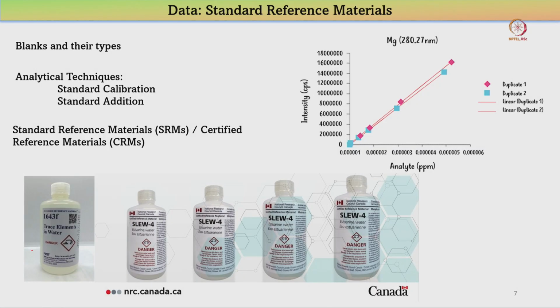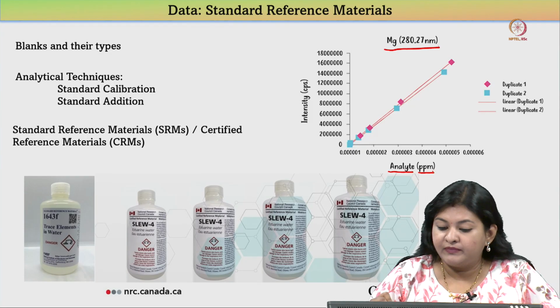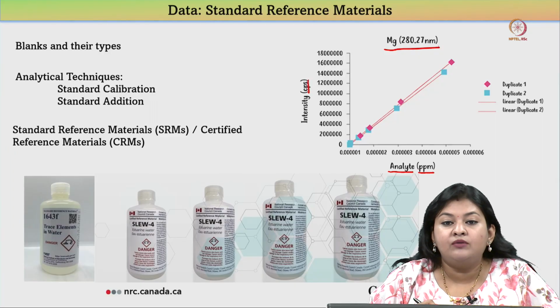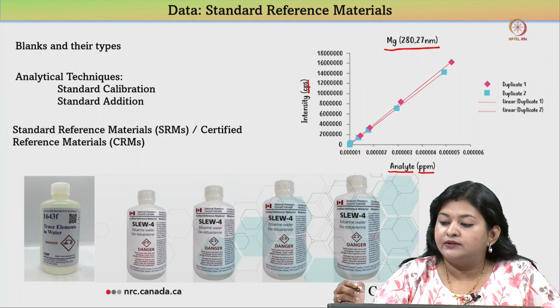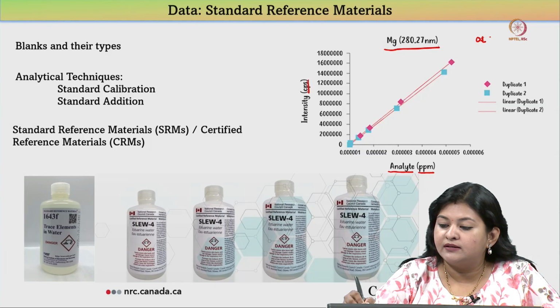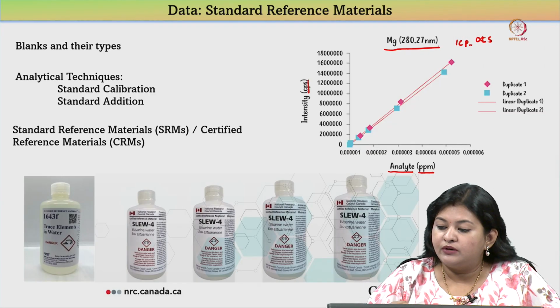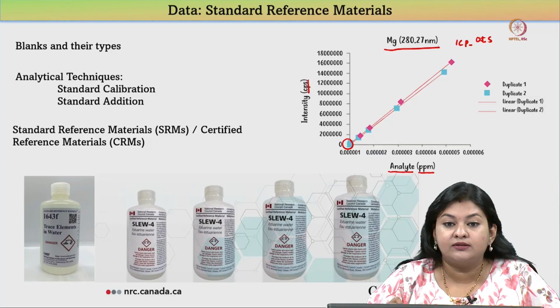So, here in this figure, see, here is a plot for magnesium. This is showing on the x axis the analyte, that is magnesium, which is measured in ppm, and on the y axis it is measured in counts per second. This is an analysis from the OES, ICP OES. Now in this graph you see there is a value, there is my 0, that is almost like a blank.